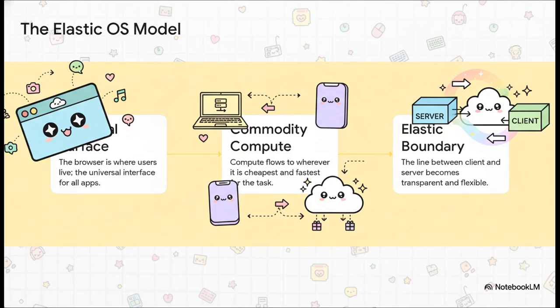And step 3, that boundary between your screen and the server becomes totally flexible. If you're on a beefy PC, the work happens right there. If you're on a cheap phone, the work happens invisibly in the cloud. You, the user, never even notice. The system just figures it out.